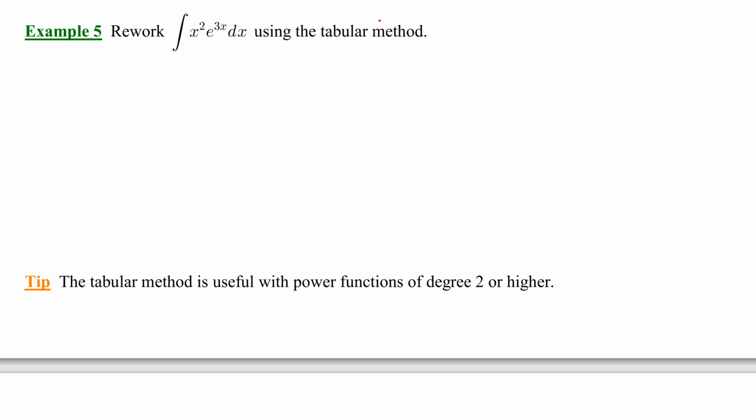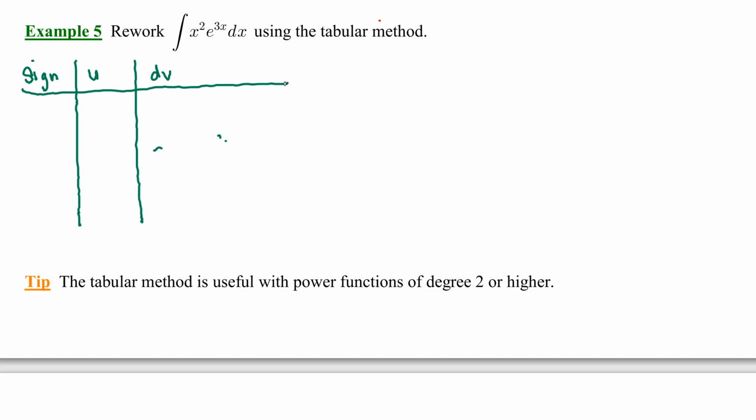When we use the tabular method, or table method, we're going to construct a table of information. I'm going to have a column for a sign, which is going to alternate, a column for choosing the u substitution, and a column for dv. We're going to start with the positive sign, and then alternate as we work down the table. So I'm going to begin with a plus sign. Now remember, the first choice of u in the problem we worked previously, we said u is the power function x squared, and we had dv to be e to the 3x.